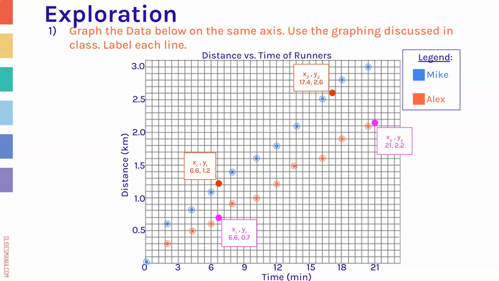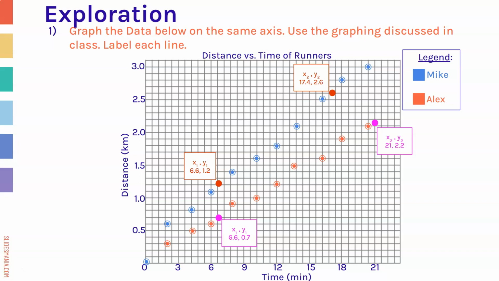Now that you've created your graph, it should look something like this. You'll notice I created a legend for Mike and Alex so I know who is who. And I have a distance versus time of runners. So there's my title. I have my axes of distance and time, and they're with good scales that we can see clearly and use the space.